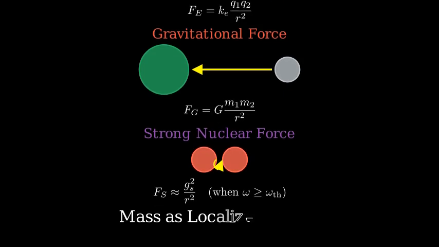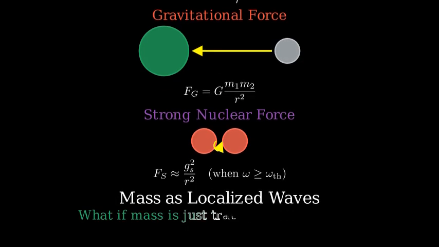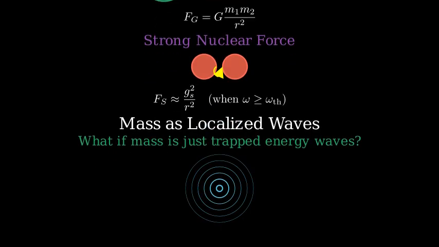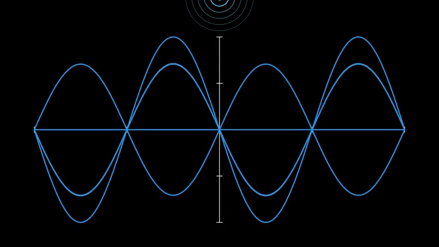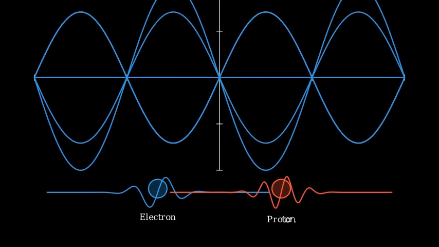One of the most fascinating ideas in this framework is that mass itself might be just a special kind of localized wave pattern. Imagine dropping a stone in water. It creates ripples that move outward. Now, imagine those ripples somehow getting trapped in a tiny region, vibrating in place. This framework suggests that particles like electrons, protons, and neutrons might actually be incredibly intense, high-frequency standing waves.